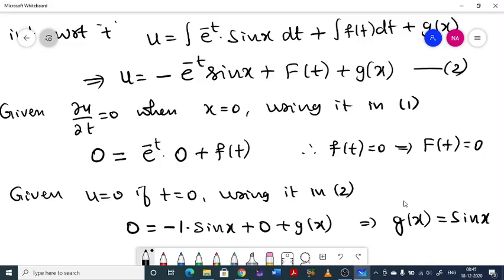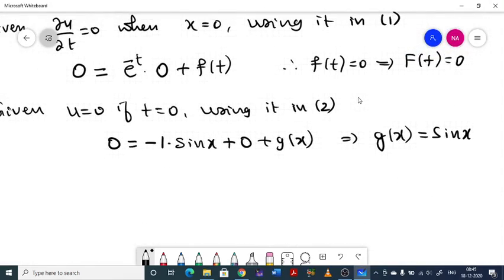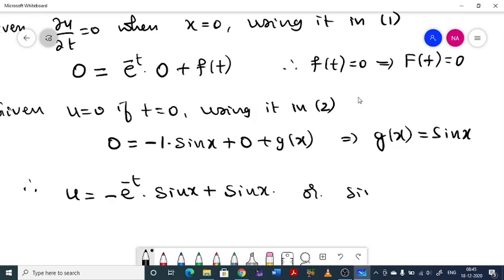Thus, substituting this in equation 2, u equal to minus e power minus t into sin x plus capital F of t is 0 times sin x. Or if you take sin x outside, u will be sin x times, first term minus e power minus t, so 1 minus e power minus t.